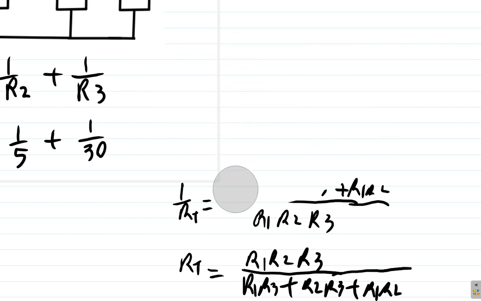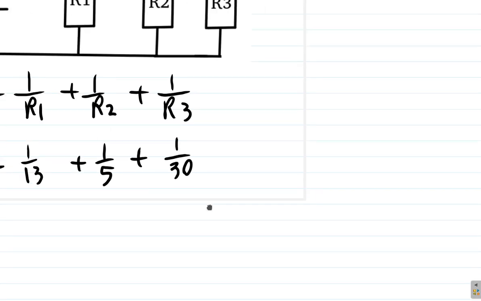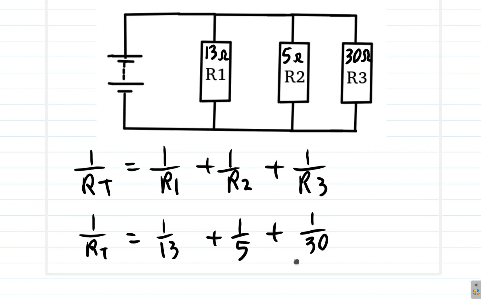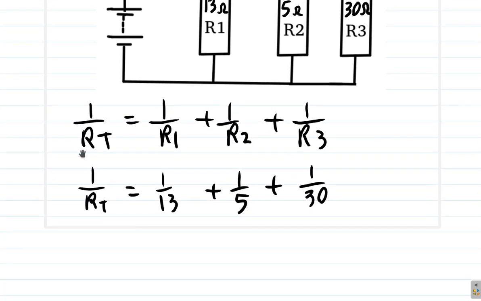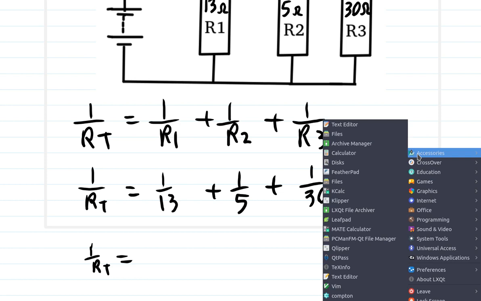So remember now, the product over sum, just use that for two resistors in parallel. Once you pass two resistors in parallel, that can be used. Don't bother to attempt to use that, alright? Don't bother using the product over sum for 3 or more resistors. So now, we have 1 over RT equals 1 over 13. Now let us just use our calculator to work these things out.